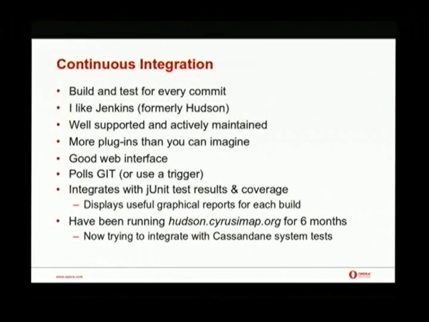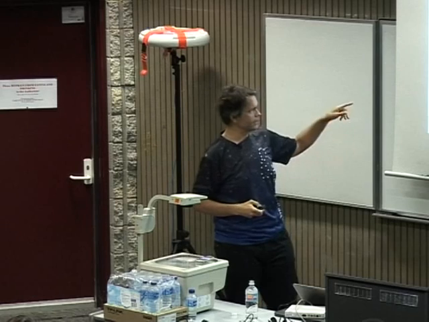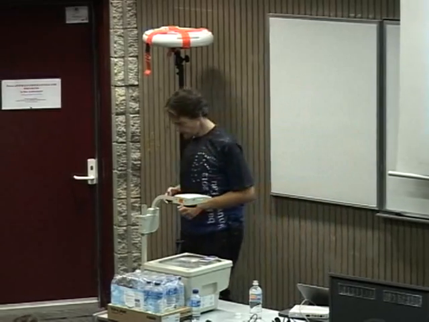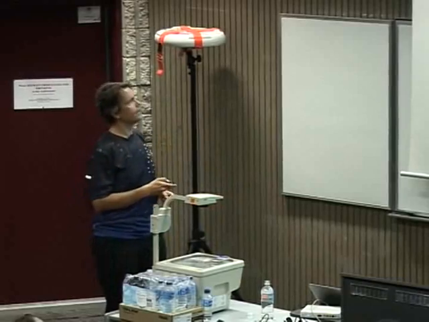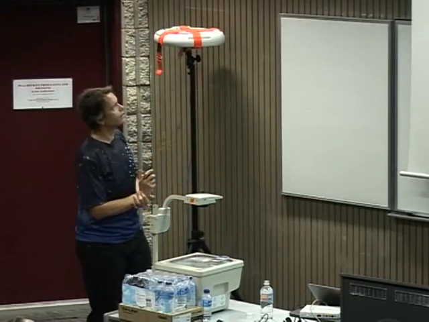Doesn't matter. So we've been running on hudson.cyrusimap.org for 6 months with kind of mixed results. There's been a few little problems actually getting that to work reliably, which is why I haven't actually been CCing the mails out to the public devel list. But what I've been doing in the last couple of weeks actually is just trying to make it run the Cassandane system tests. So we have well over 400 test cases in there now, only 100 of which fail.